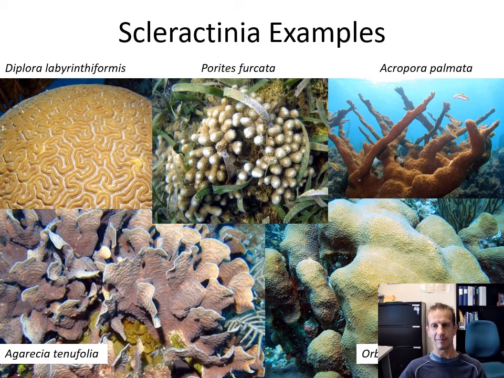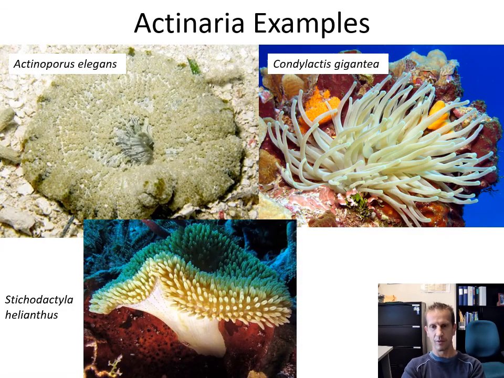So this is just a little sampler of the variety of stony coral shapes that you can get in the Caribbean. And I'll go on and talk about some of the other cool organisms from the Caribbean. So we're still within the subclass Hexacoralia here, but now we're talking about the anemones, the order Actinaria, rather than the order Scleractinia.